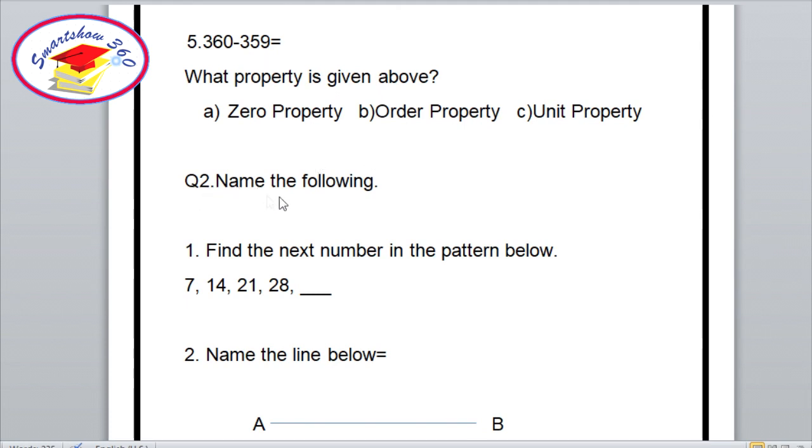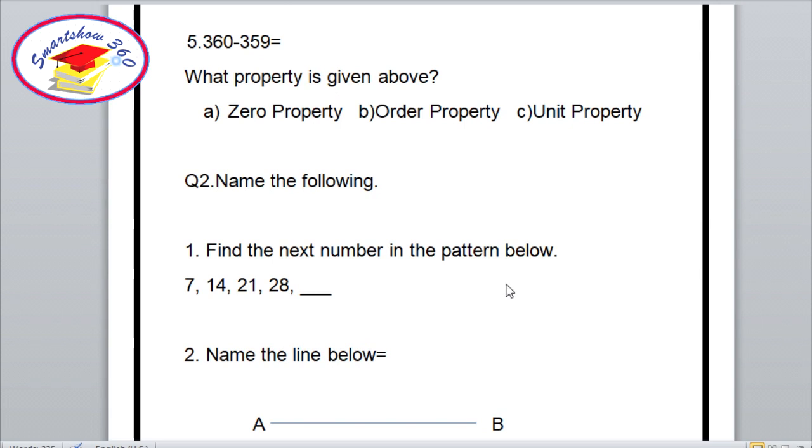Question number 2. Name the following. 1. Find the next number in the pattern below. It is a number pattern, so we have to concentrate on the numbers below. 7, 14, 21, 28. And what would be the next number? As you all might have guessed, it belongs to the 7th table. We can count it by the 7th table.